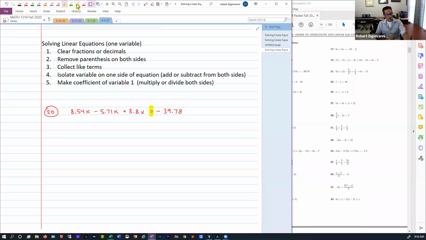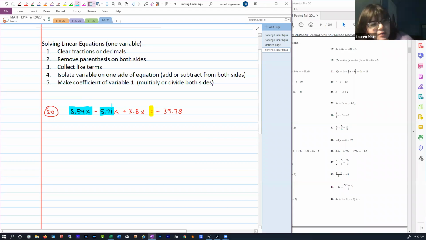So tell me, Lauren, on this first 8.54x, how many places would I have to move the decimal to make that a nice number? 2 places to the right. Okay, so what about the next number? How many places would I need to move it? 2 places to the right. 2. Okay, how about here? 1. Just 1, right? And then the last one?